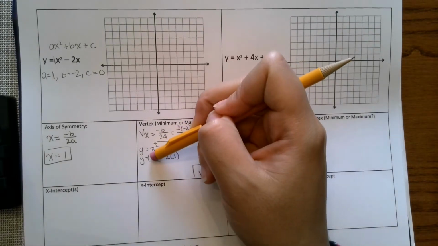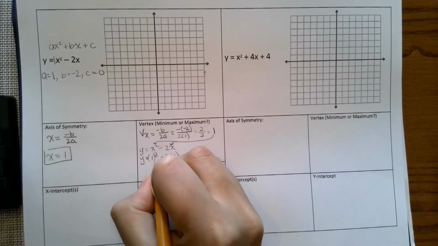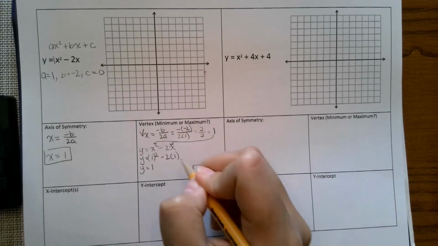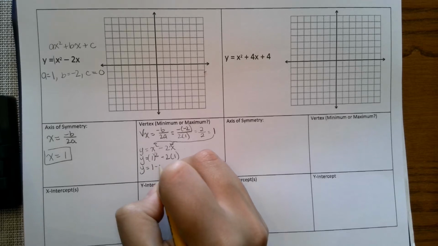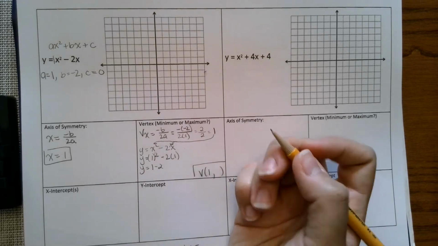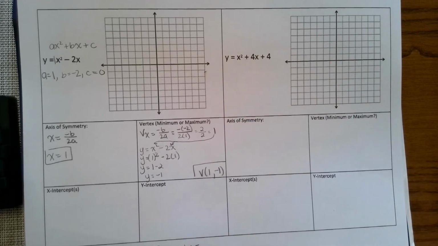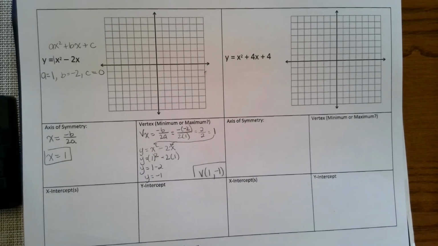Okay, you can't really see that squared here, so let's fix that. All right, so now it's just a matter of simplifying. 1 squared is 1, -2 times 1 is -2, and when we end up solving here, we get y equals -1. So our vertex is (1, -1).